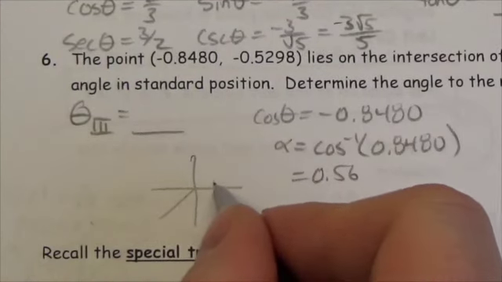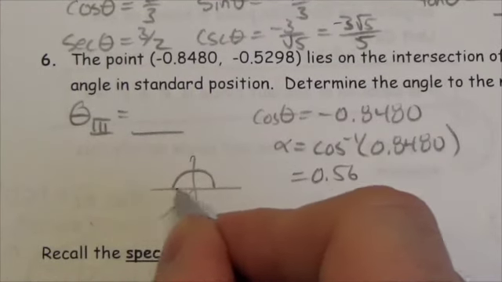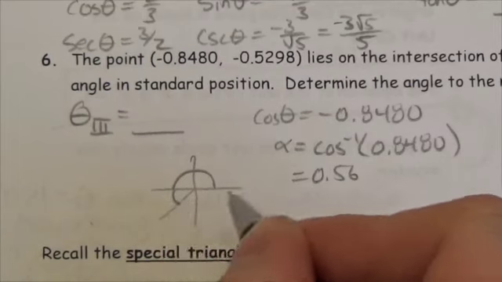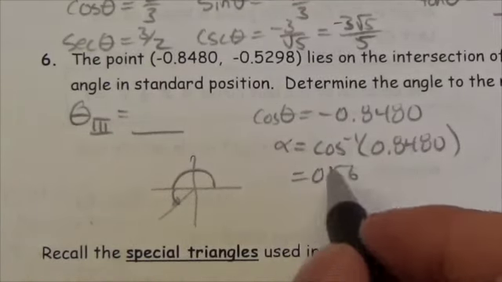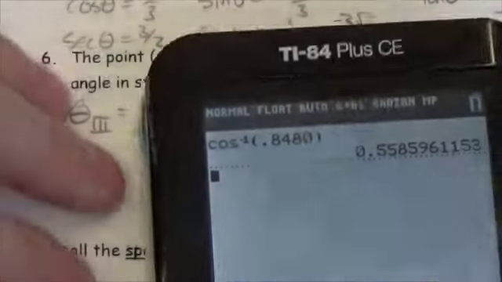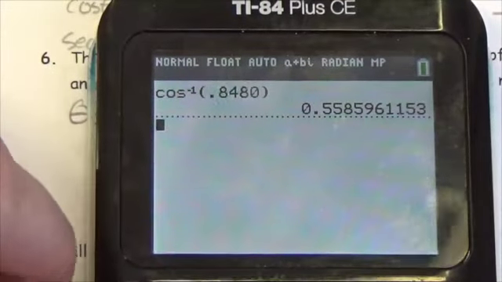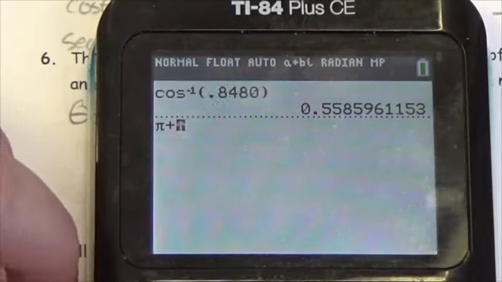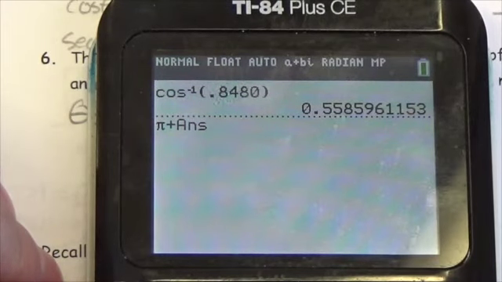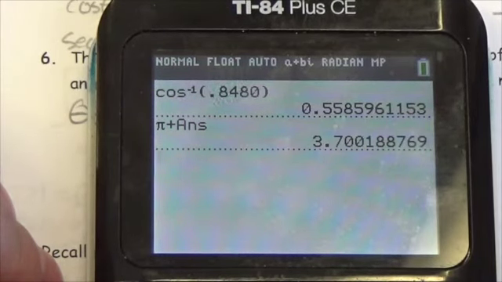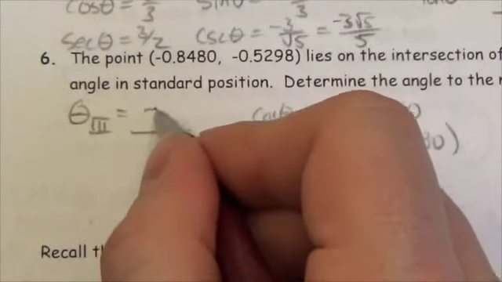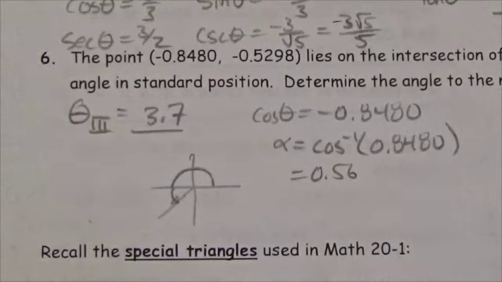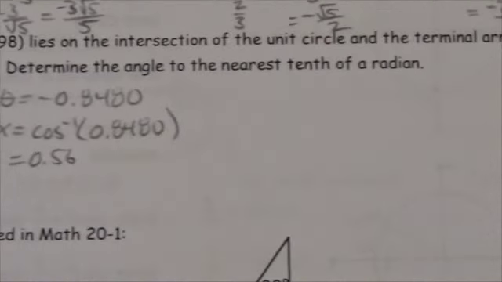So in radians, remember, I go over pi to get to the x-axis, and I have to go a little bit more to get to my terminal arm. That little bit more is the reference angle. So to get my answer, I'm going to take pi and I will add that reference angle. And that gets me 3.70, or 3.7, because it says rounded to the nearest tenth. So 3.7.